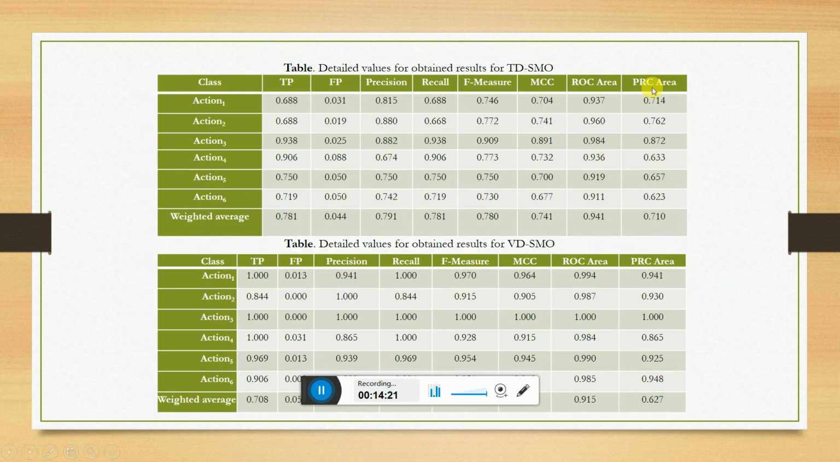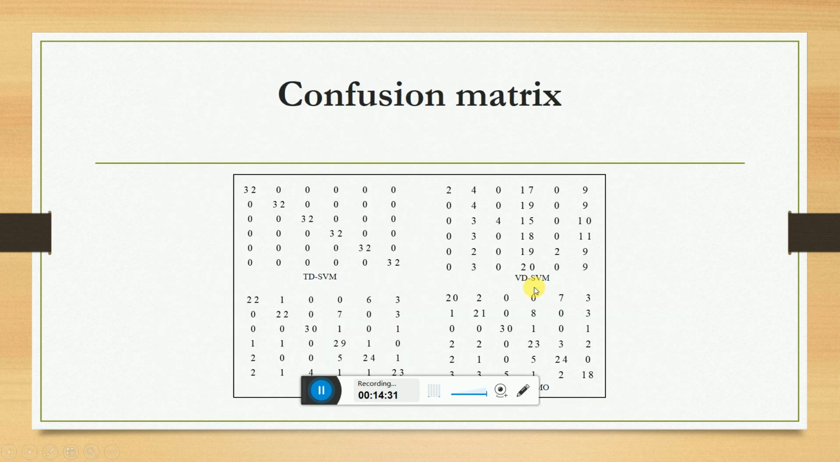For TD-SMO, that means training data of SMO, and validation data of SMO has been shown for all the 6 actions. And for the confusion matrix, there is also TD-SVM, VD-SVM, TD-SMO and VD-SMO.